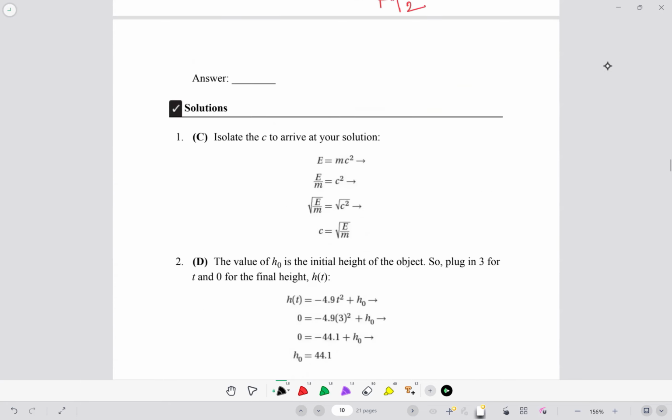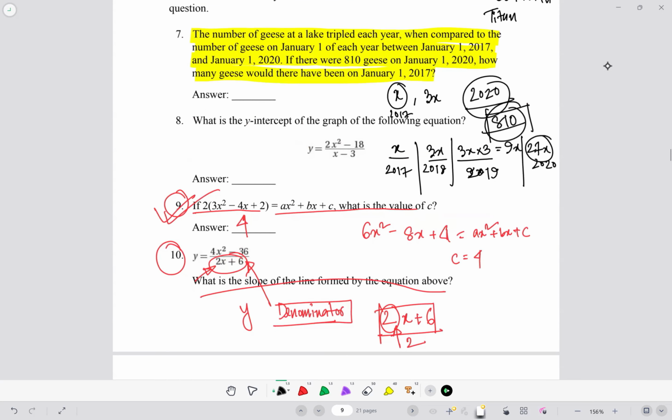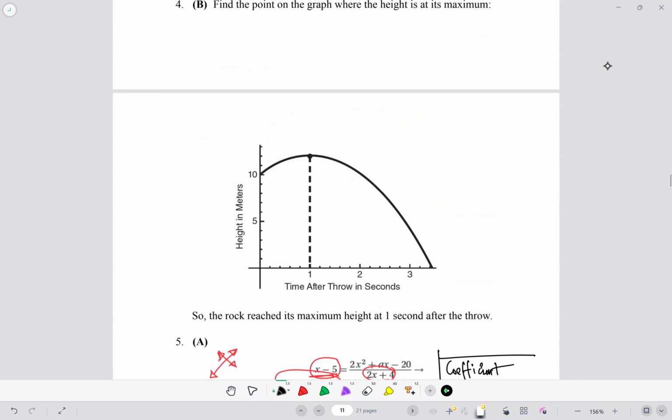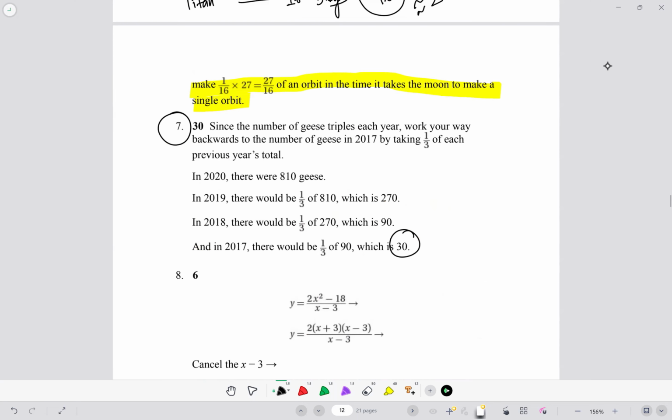27x is equal to 810. So what is the value of x? Oh wait, I missed a year, because 270 is 2018. What is the answer? Yeah, 30. Is it 30? Yeah, that's what it says.